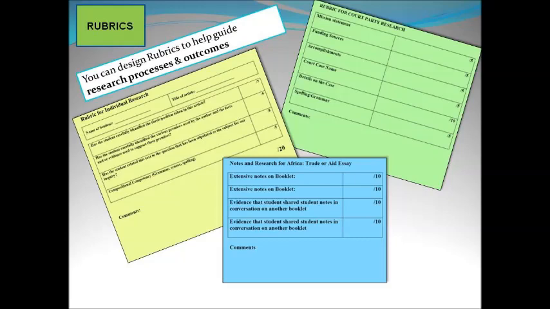And you can also design rubrics to help guide research processes and outcomes, right? So here's one for individual research. Here's one I did on court party research when I used to teach social studies, where I had the kids doing a study of Africa, whether trade is a better way to help African countries, or aid is better. So just different specifics that you can embed in there, and then it helps give guidance to the kids when they're developing their product.